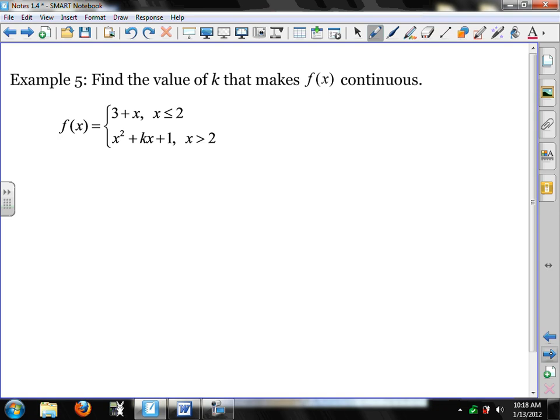One of the things that had to occur in order for us to have a continuous function was that the limit had to exist. So let's take a look at the one-sided limits here. Just like on the last problem, we can find the limit as x approaches 2 from the left of f of x. If I'm approaching 2 from the left, that would be the top piece. So plug in 2 for x gets me 5.